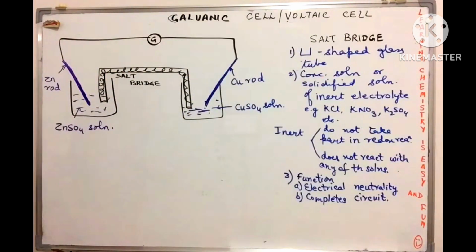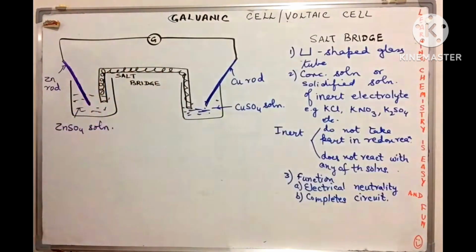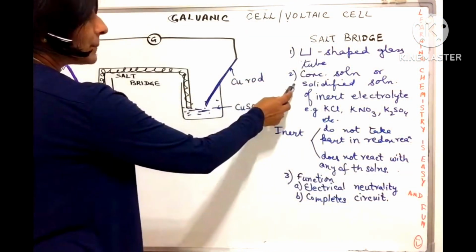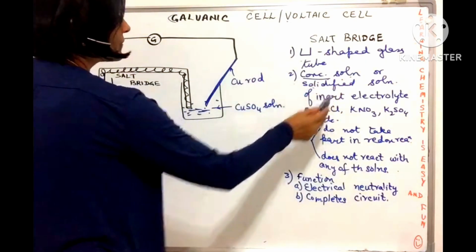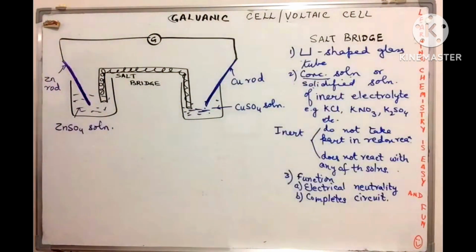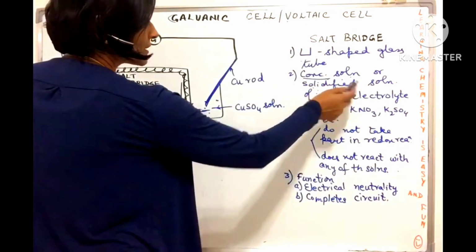When we show this experiment in the laboratory, we sometimes simply use a filter paper dipped in the solution of the electrolyte which we are using in this particular setup. What is it made up of? It is either a concentrated solution or a solidified solution. Solidified solution means we make it kind of a paste in agar or gelatin. So, concentrated solution or solidified solution.